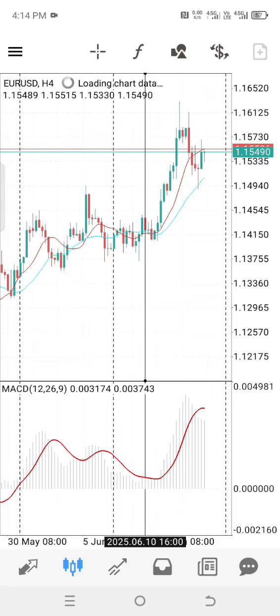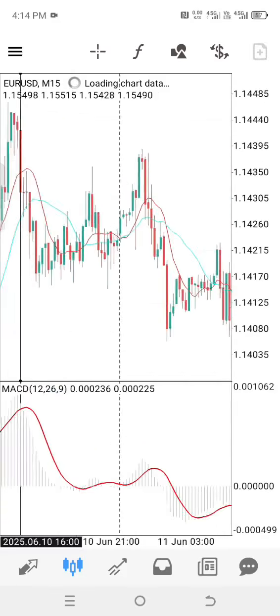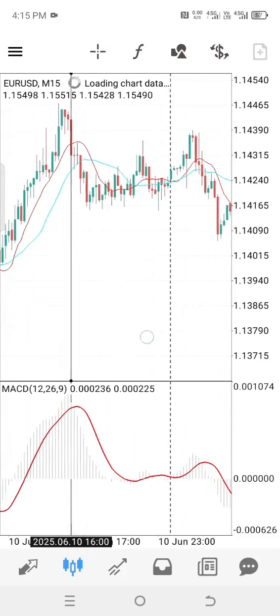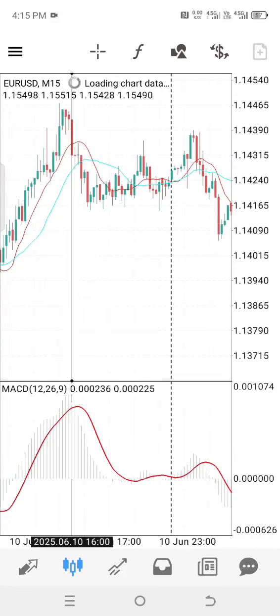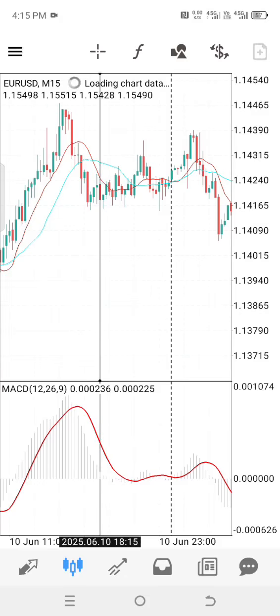Then I'm going to switch straight away to the M15 time frame. Good. So this is my M15 time frame. I'm going to wait for a retracement backwards. And it's also very important I mention this.